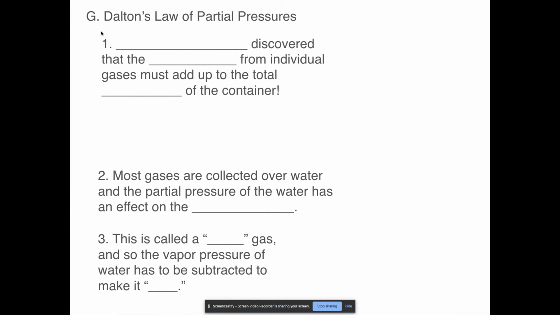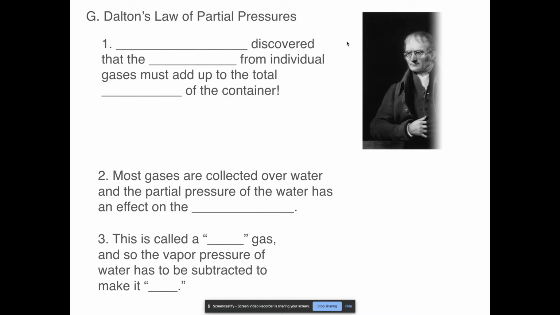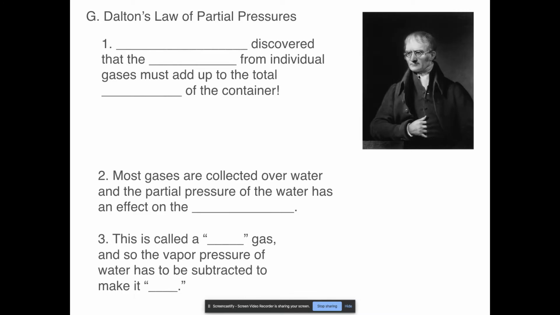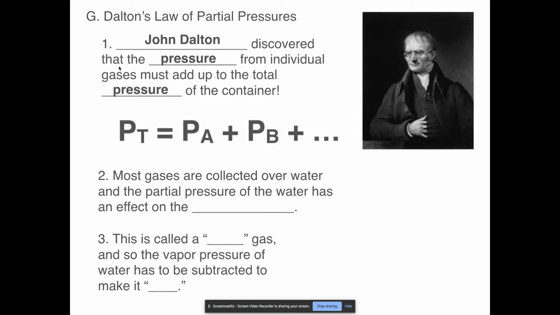Now, Dalton's Law of partial pressure. So this is John Dalton. We may or may not have already talked about him, but he had a whole atomic theory and stuff. But he's really known mostly for pressure work. So John Dalton discovered that the pressure of individual gases must add up to the total pressure of the container, which means that if I have a container that contains, let's say, 3 or 4 different gases, if I can find what the pressure of each individual gas is, that has to add up to the total pressure. And so typically, Dalton's law of partial pressure is written like this.